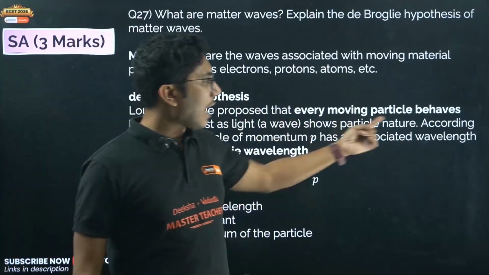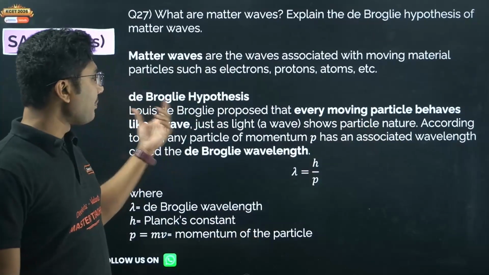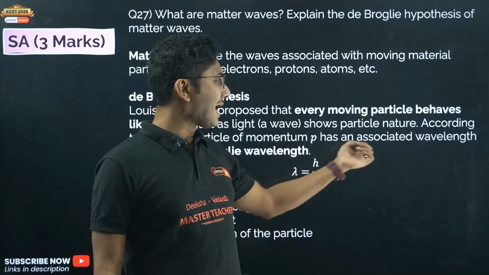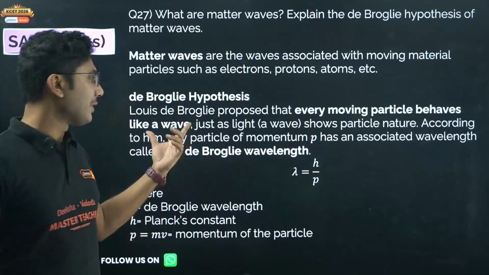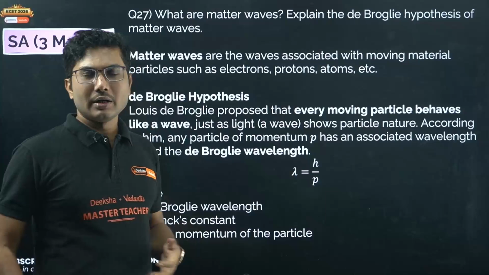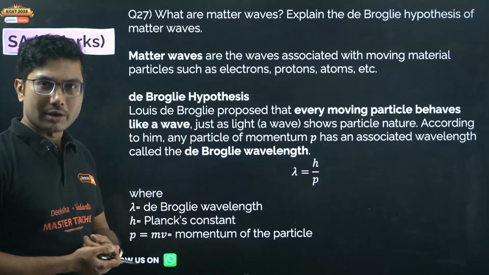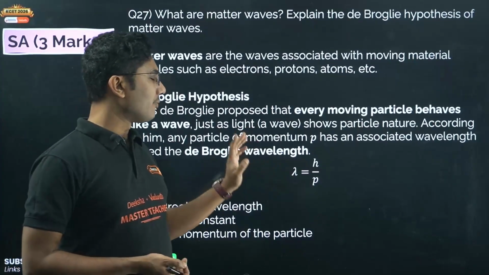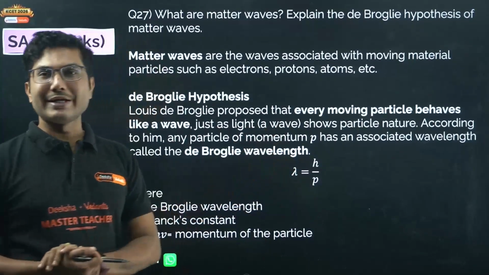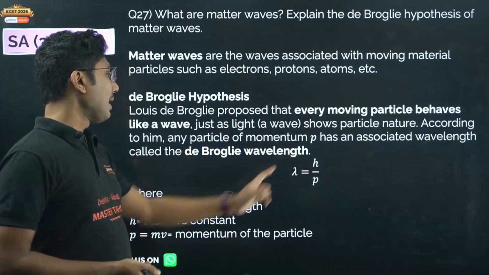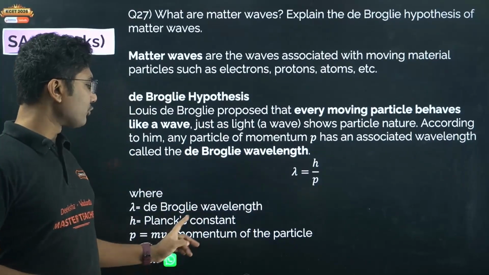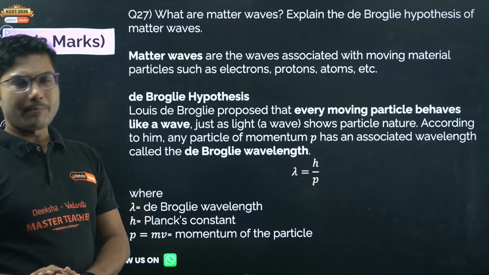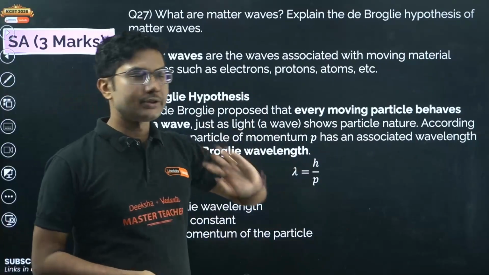Okay, according to him, any particle of momentum p has an associated wavelength lambda called the de Broglie wavelength. Because he gave the theory, the wavelength is called de Broglie wavelength, and the value is very simple, lambda equals h by p, where lambda is the de Broglie wavelength, h is Planck's constant, p equals mv equals momentum of the particle. Clear? So this is it.